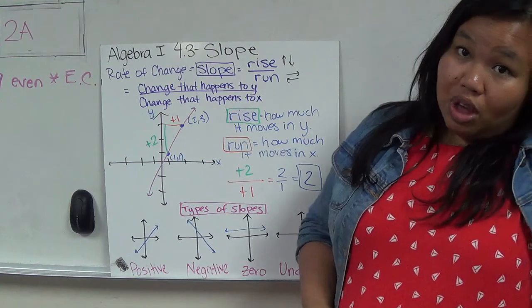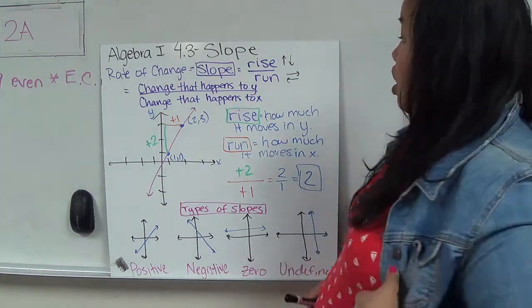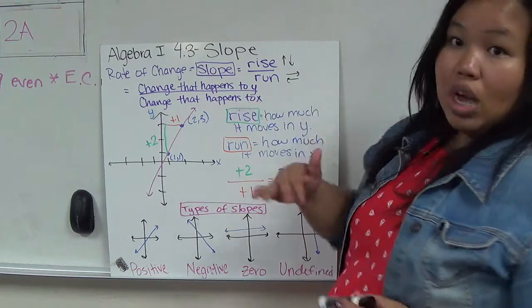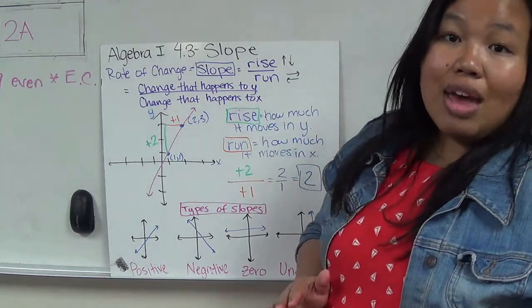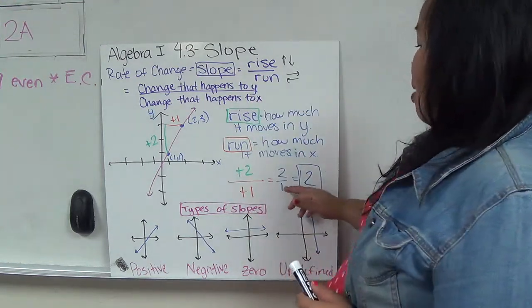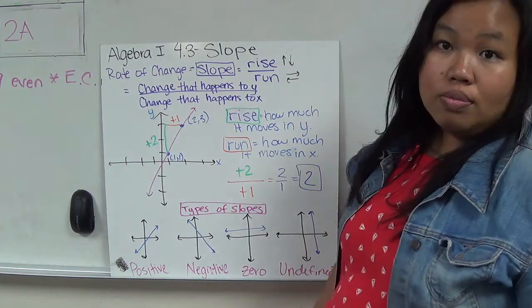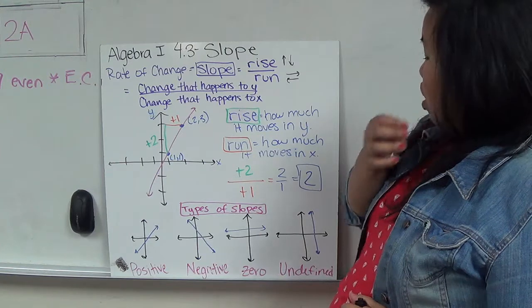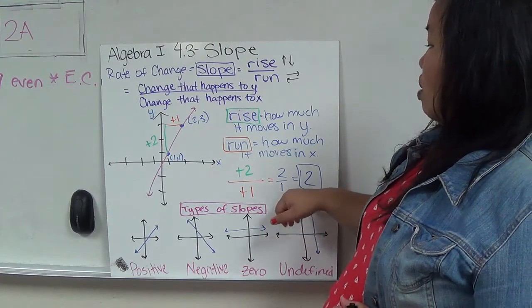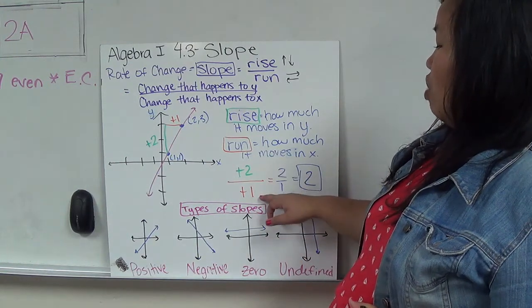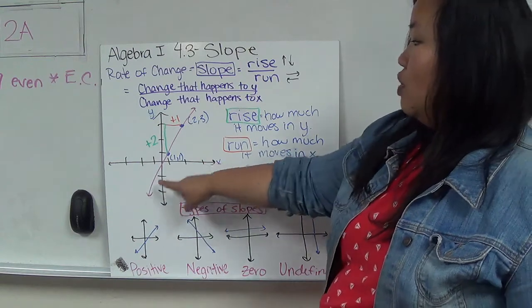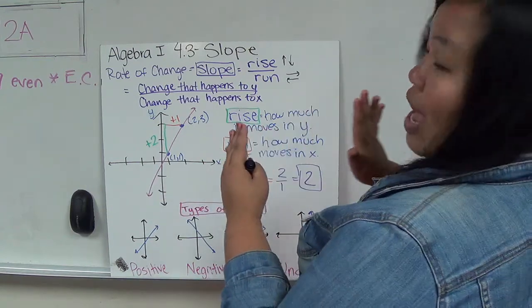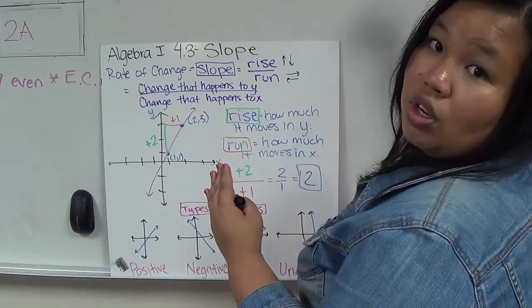Most of the time, you'll be having fractions because it shows you how much you go over. If you have a whole number, that means that the bottom number is 1. Okay, so you can always turn it into a fraction when you want to graph. So there's different types of slopes. This one, because both the rise and the run are positive, we have what is called a positive slope. So as you move to the right on x, your y is also increasing.